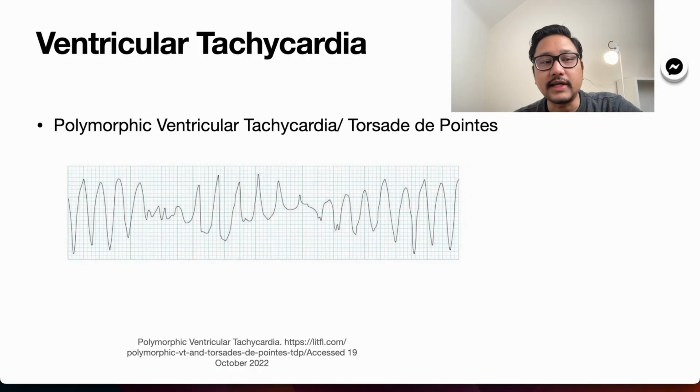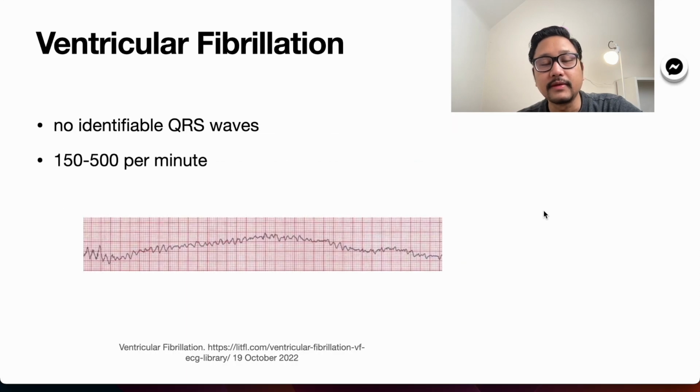Next is the polymorphic ventricular tachycardia, or torsade. These are really bizarre looking QRS complexes, but you can see that they vary in size and amplitude, and they seem to twist around the points here. So we call this torsade as well. Another abnormality is called ventricular fibrillation. It's an ECG where there are no QRS waves, just fibrillatory waves at about 155 per minute.